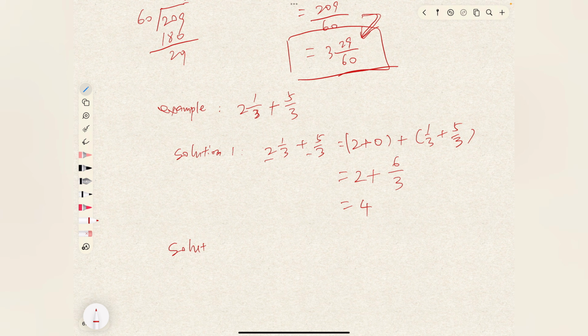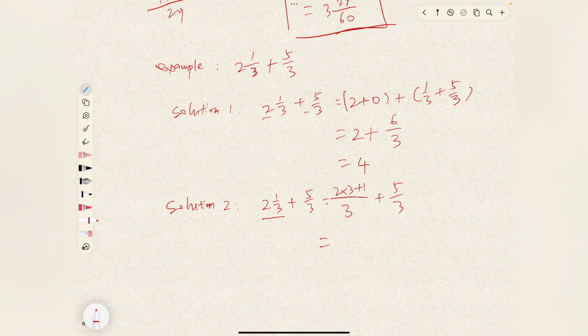Solution 2 is we can change the mixed fraction to improper fraction. So we just need to change this one. That would be over 3, 2 times 3 plus 1, and plus 5/3. So that's 7/3 plus 5/3, 12/3, which is 4.